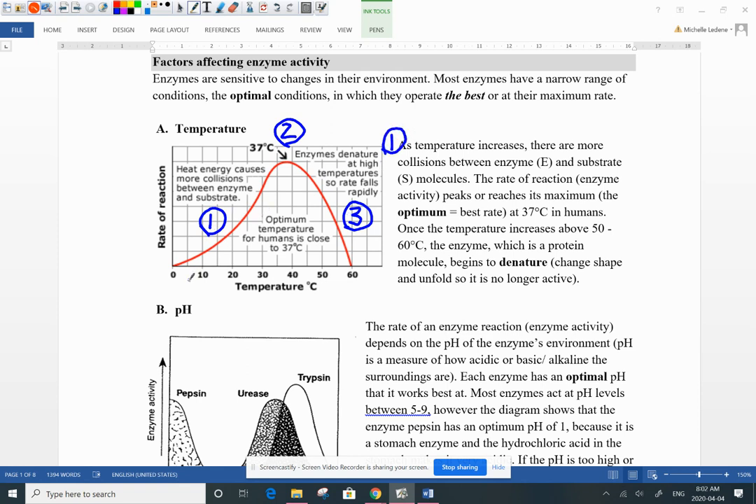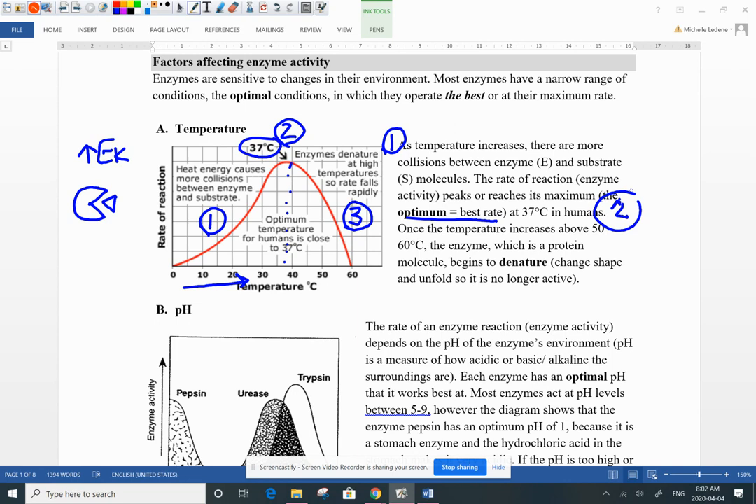As we see, as the temperature is increasing, there's more collisions between the enzyme and the substrate. The reason why is the molecules have a higher amount of kinetic energy, right? They're moving around, colliding with one another, the substrate and the enzyme bounce into one another. So as the temperature goes up, the activity of the enzymes goes up because there's more collisions. Then you can see it reaches a maximum around 37 degrees Celsius. That's body temperature, and that's the optimum, the maximum rate. That is when enzymes do their best work in our body.